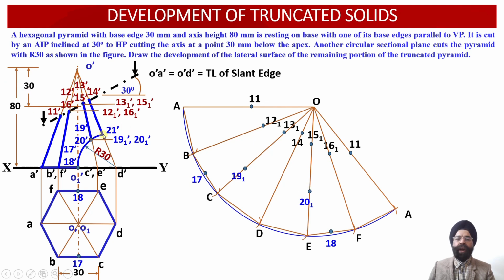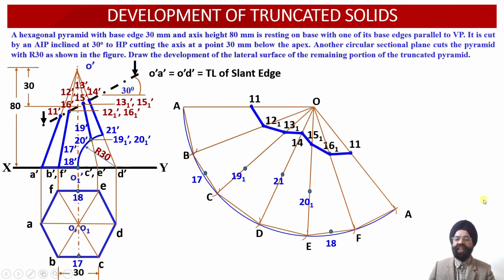And finally, point number 21 dash happens to lie onto the true length of the slant generator O dash D dash. So it is a true length itself, O dash D dash. So this radius O dash 21 dash over here will be the true length of the radius of point of intersection number 21 over here. So if we measure this distance O dash 21 dash over here, and mark this distance onto the slant edge OD over here, point number 21 has been obtained appropriately into the development surface area over here.